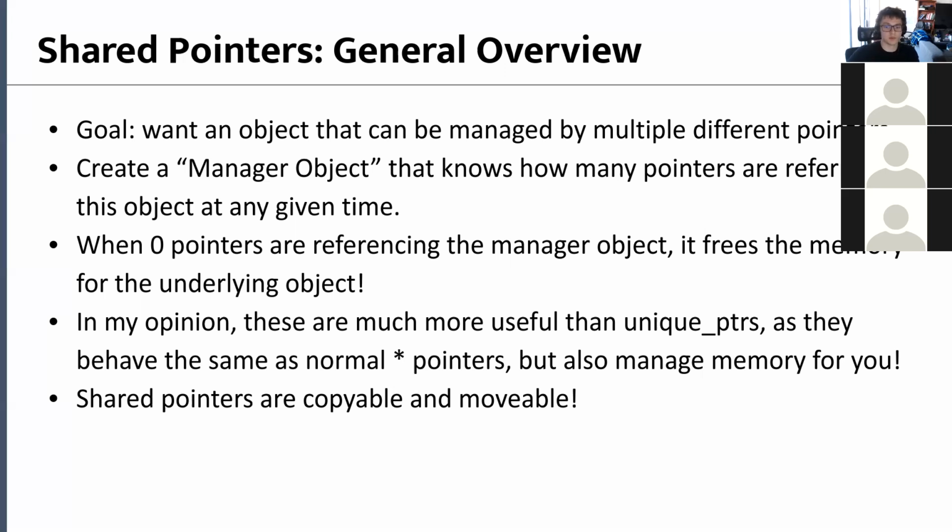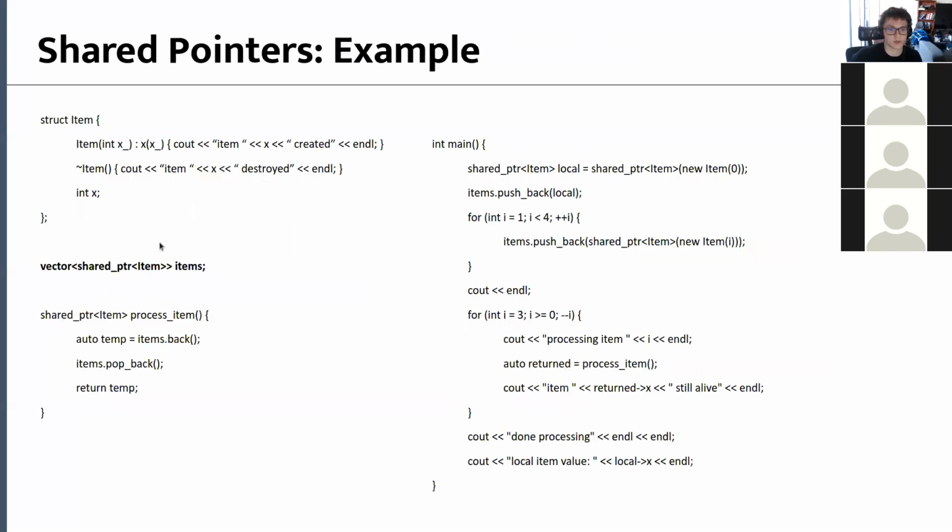They're also copyable and movable. Just some more helpful stuff to know. So let's look at an example. Let's say we have our shared pointer container of items instead of our unique pointer container of items. So we've changed some definitions here a little bit. Let's say we just add the items to the container in line here.